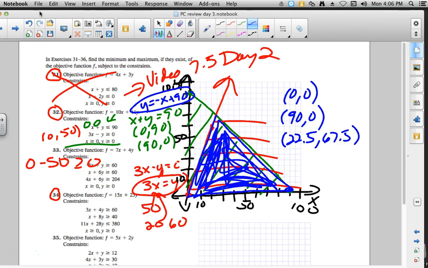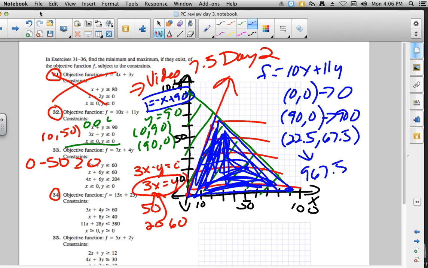We are going to put it into our objective function, f. And that objective function over here was 10x plus 11y. Well, 0, 0 pretty obviously is going to give us 0. 90, 0, 90 times 10 is 900. But we'd have to punch in 10 times 22.5 is 225 plus 11 times 67.5. And for number 32, that comes out to be 967.5. So the smallest number that we just had for an output there was 0, and that occurs at 0, 0. And our maximum of 967.5 would occur at 22.5, 67.5.